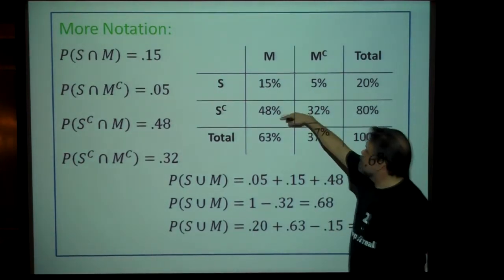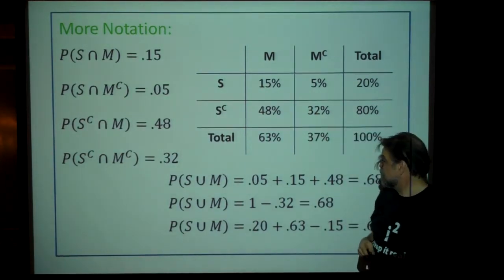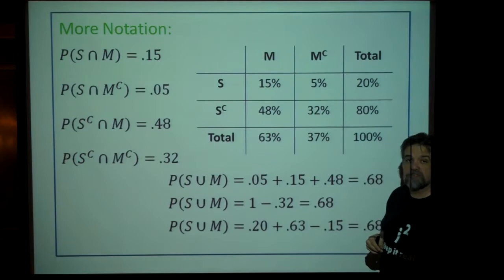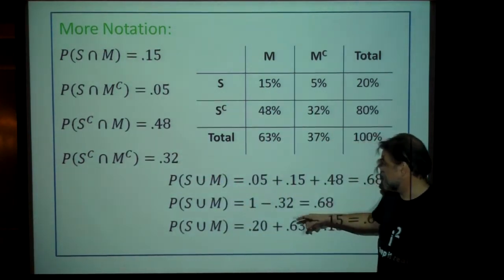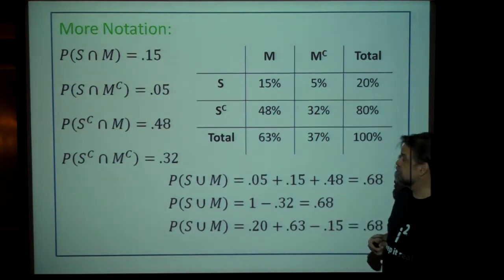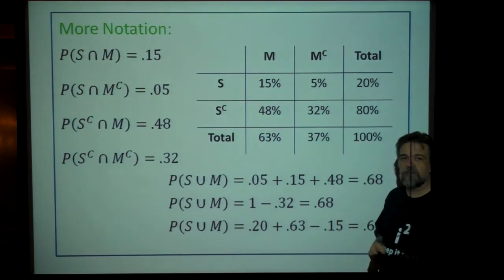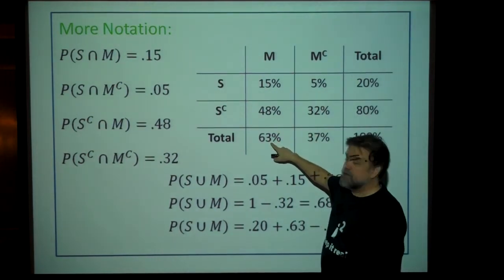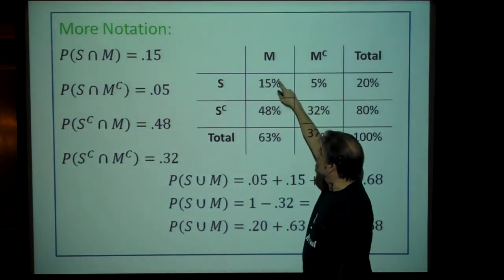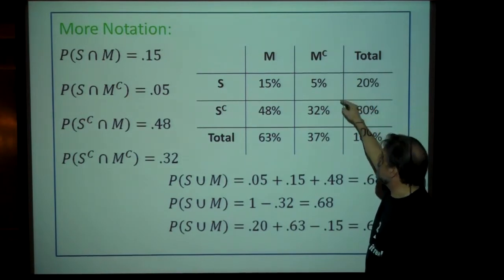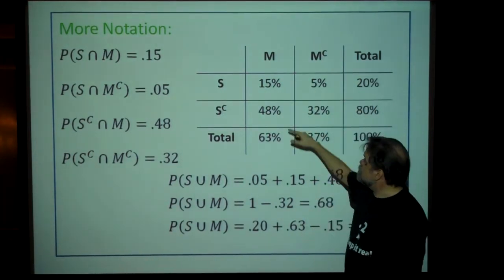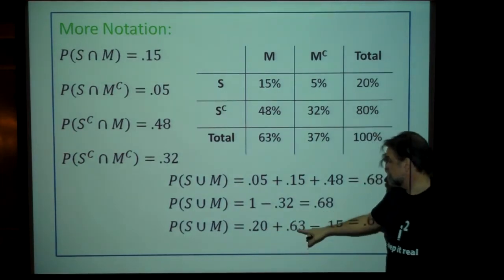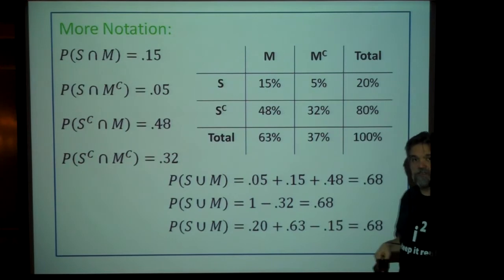It's a pretty straightforward way of doing it, just adding these. Or what I could do is I could look at this and say, well, it's everybody except the group that doesn't play either. And I already identified that group that doesn't play either as 32%. So I can just say it's 100% minus 32%, 68%, the same answer. Or there's yet another way of calculating this, and this is the one that I want to stress the most. Take the probability of playing music, that is the sum of these two numbers. Then add to it the probability of playing soccer, that is the sum of these two numbers. And then notice, you added these two plus these two, so that means you added that twice. So subtract it. So 20% plus 63% minus the 15%, and you still get 68%.